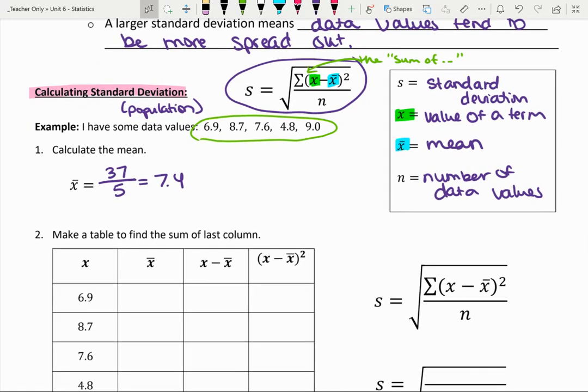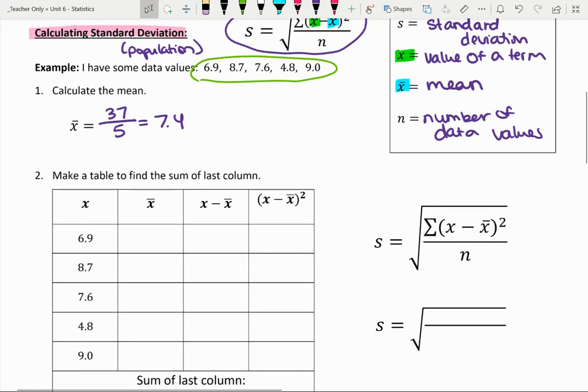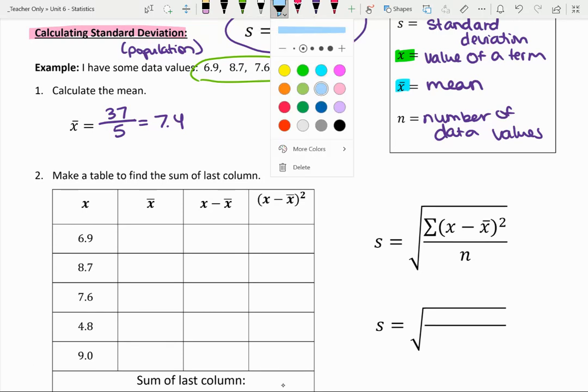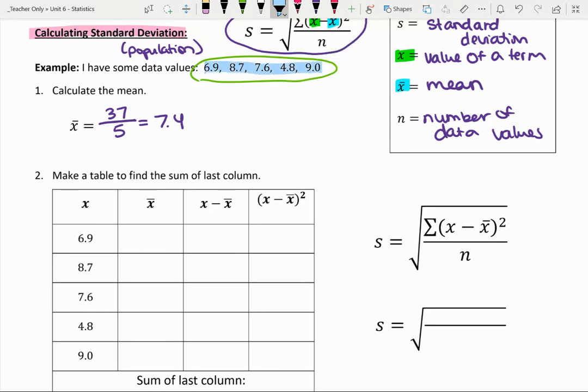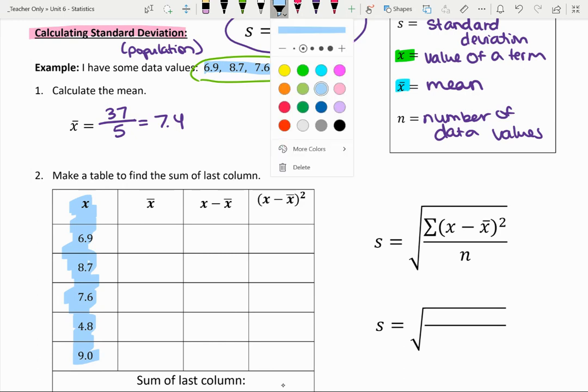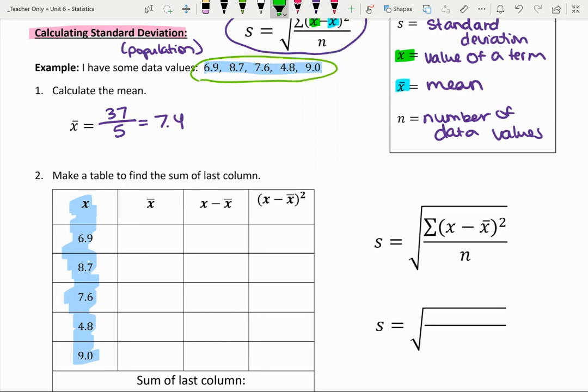So we're going to make a little table here to help us through these calculations. The first thing is I took all of those 5 data values, and they are in this column, the X column. Then what goes in the X bar column is our mean. So I'm just going to put 7.4 in every row of this column.